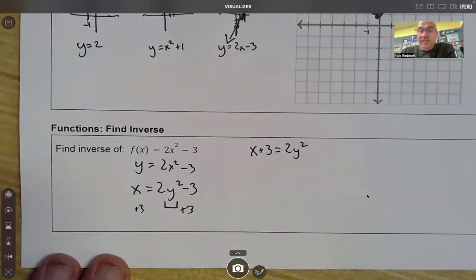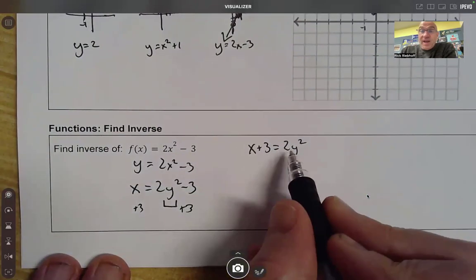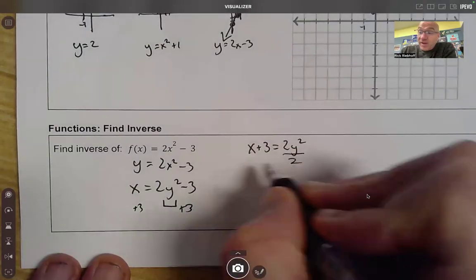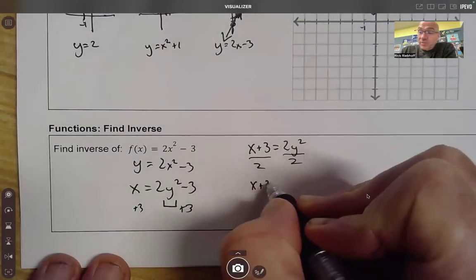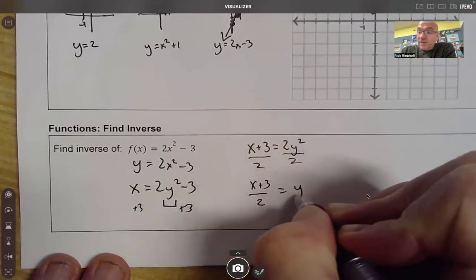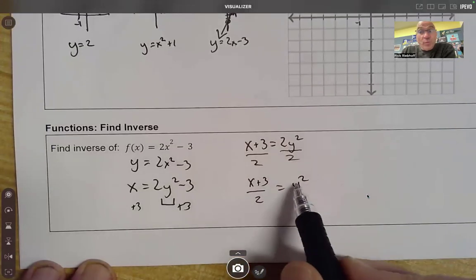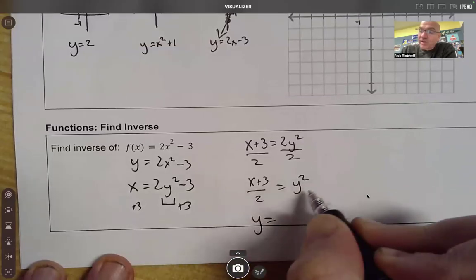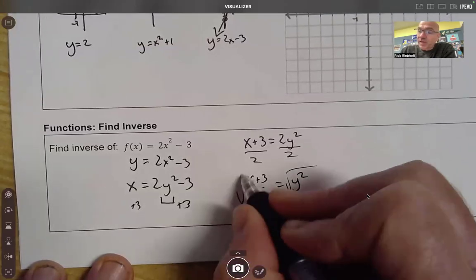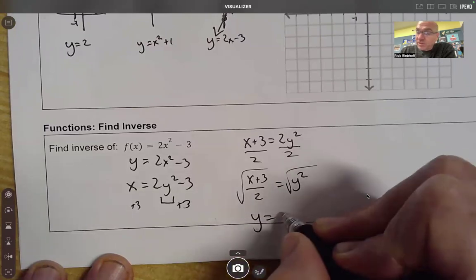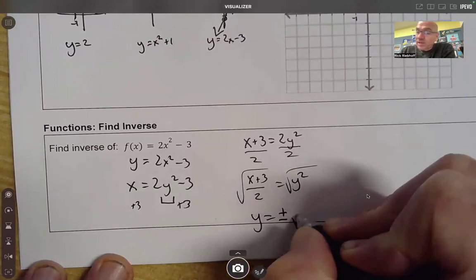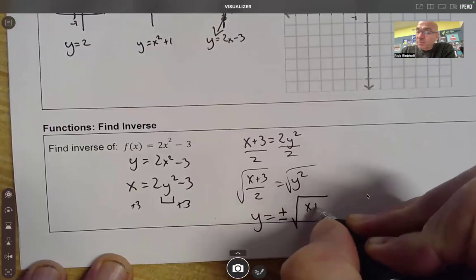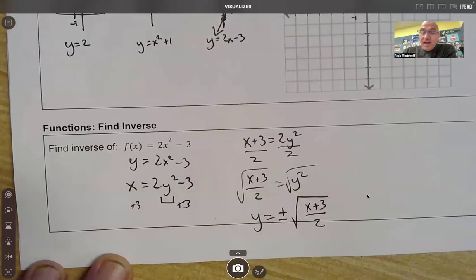What's the next easiest thing to take care of? Yeah, the times 2, right? So let's divide everything by 2. So (x plus 3) over 2 equals y squared. I'm getting close. How do I undo y squared? I square root, right? So y equals, I'm going to flip these sides. I'm going to square root both sides. Add plus minus. So plus or minus the square root of (x plus 3) over 2. And I've solved for y.